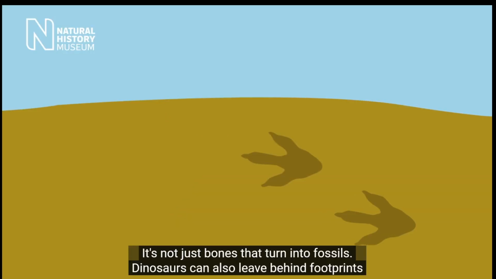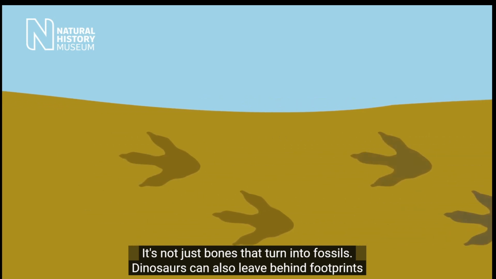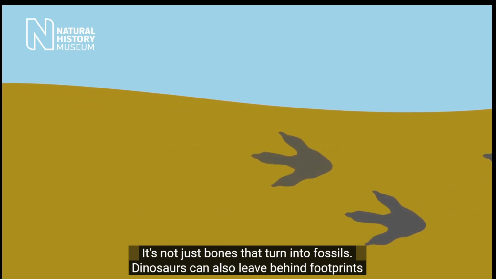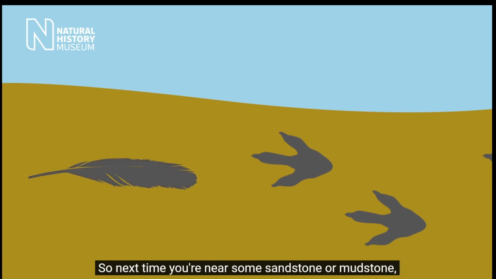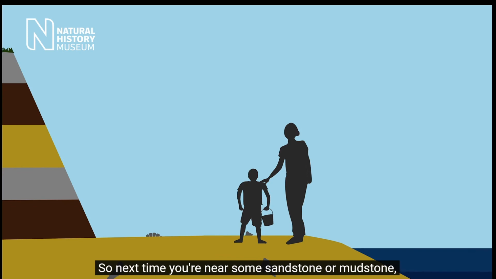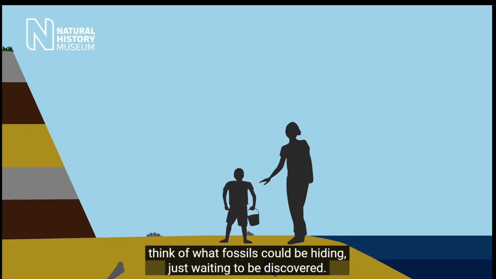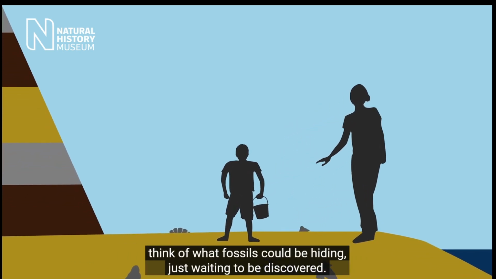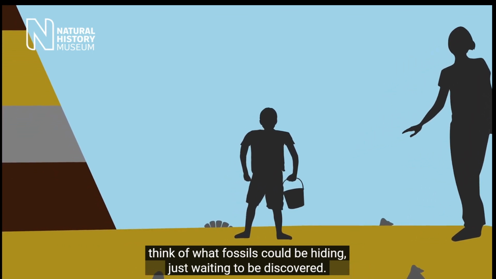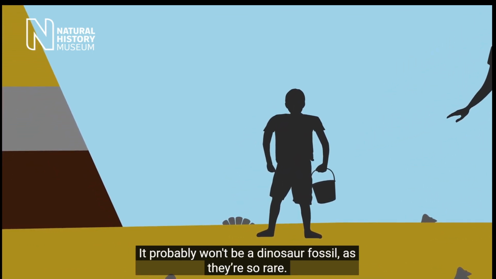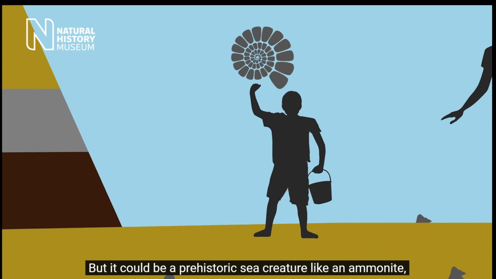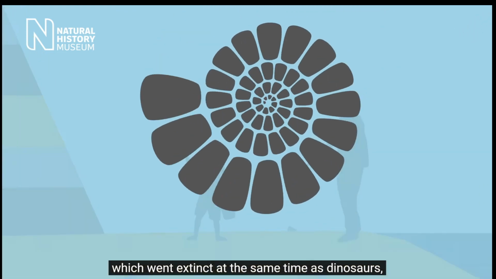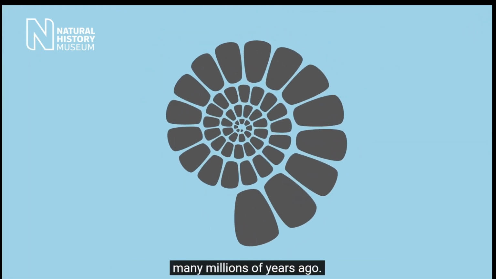It's not just bones that turn into fossils. Dinosaurs can also leave behind footprints and impressions of skin and feathers. So next time you're near some sandstone or mudstone, think of what fossils could be hiding, just waiting to be discovered. It probably won't be a dinosaur fossil, as they're so rare, but it could be a prehistoric sea creature like an ammonite, which went extinct at the same time as dinosaurs many millions of years ago.